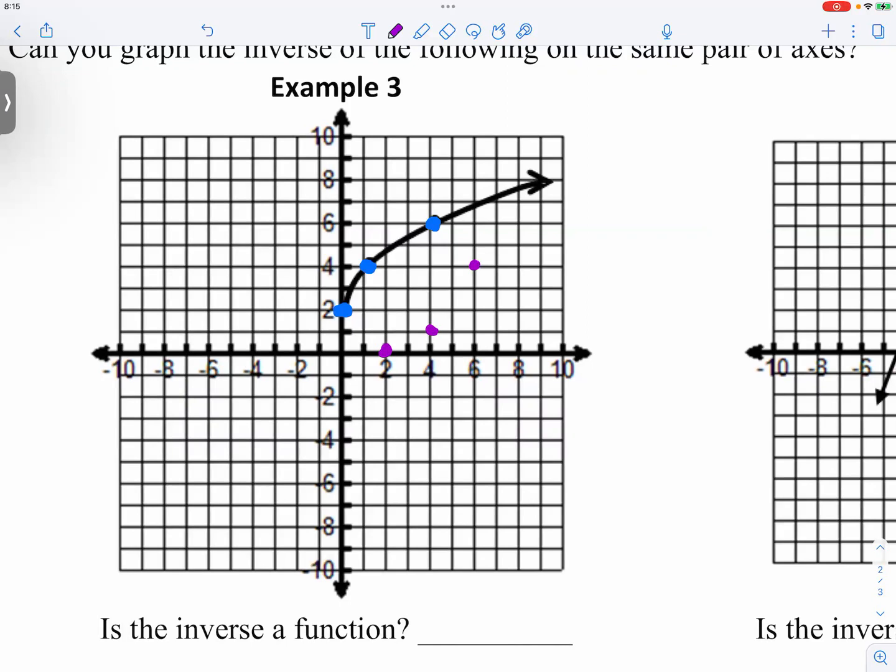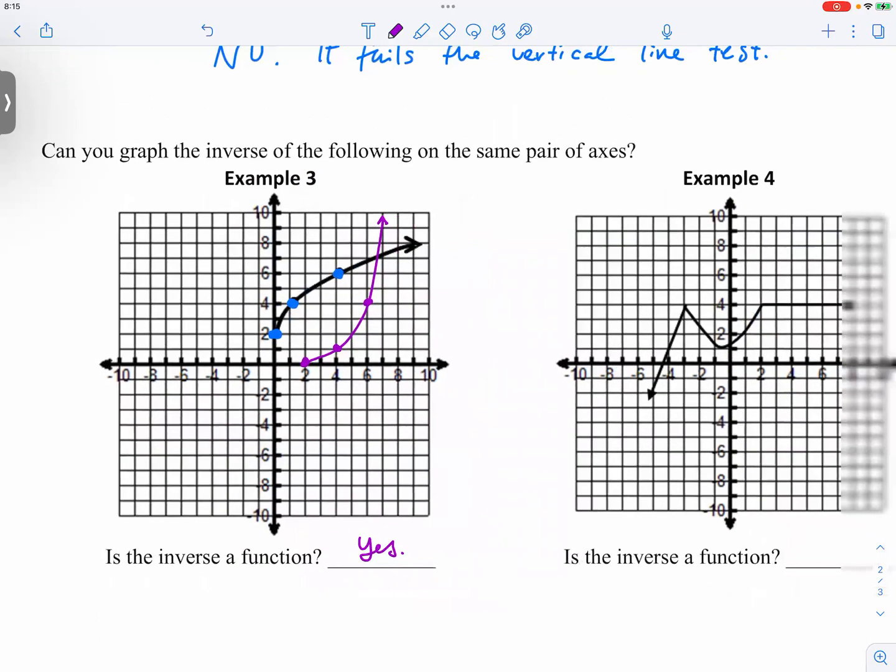So what is this graph going to look like? And we ask, is it the inverse of a function? Yeah, that looks good. It doesn't violate the vertical line test, that looks good. Okay.